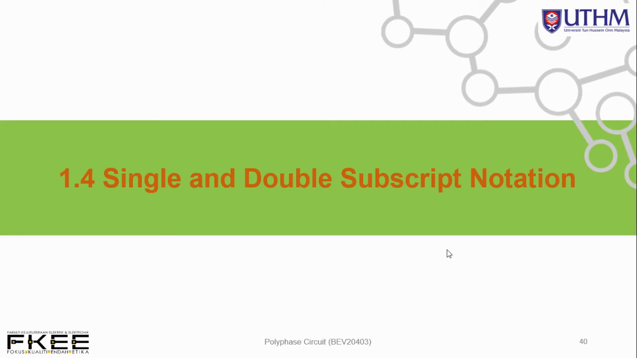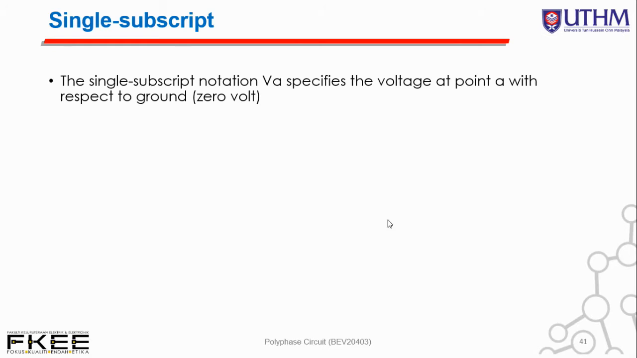Subchapter 1.4, single and double subscript notation. So what is single subscript? Single subscript notation, VA for example, specifies the voltage at point A with respect to the ground or 0 volt.